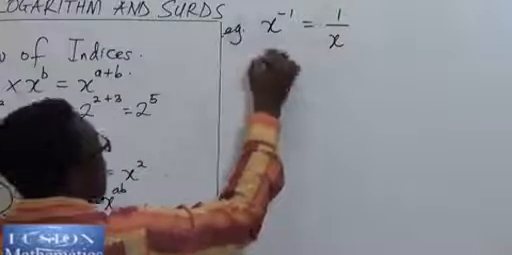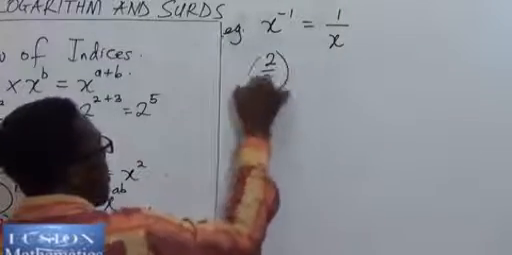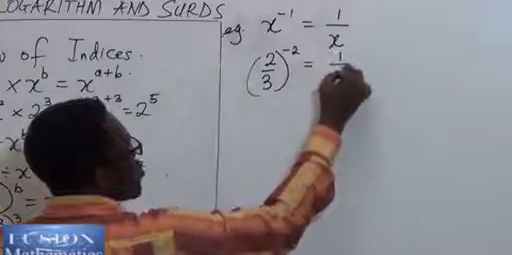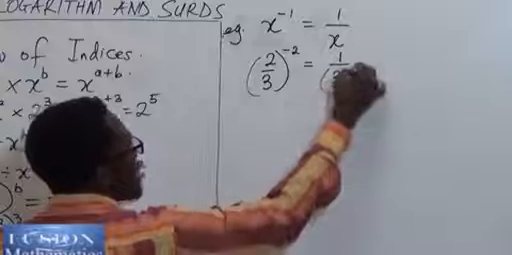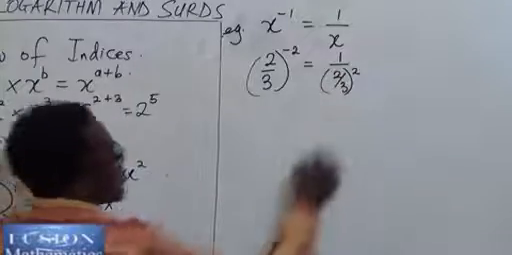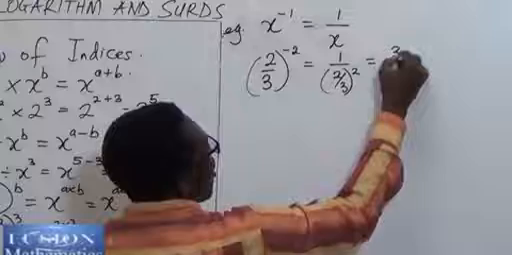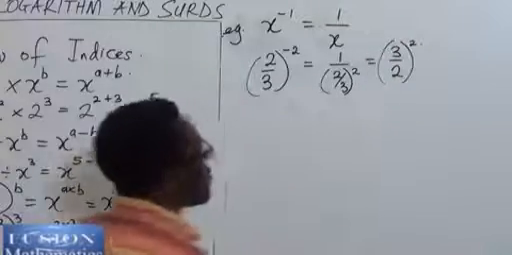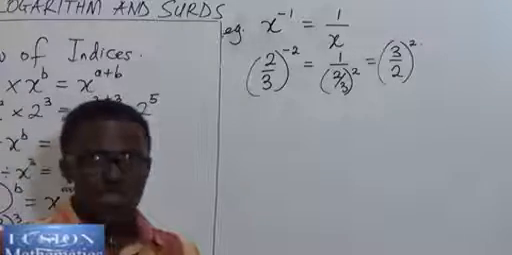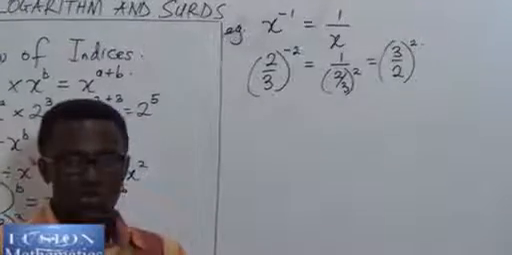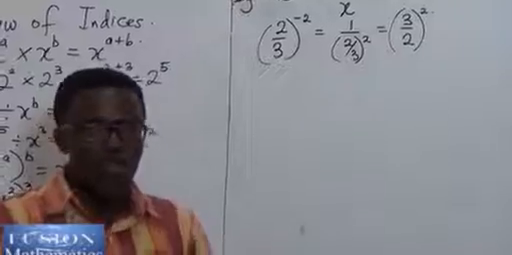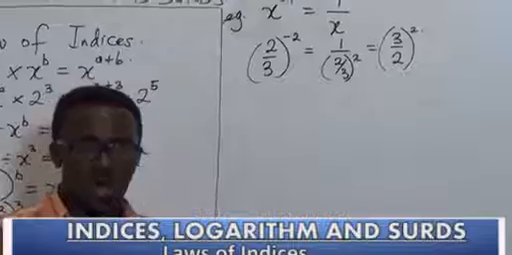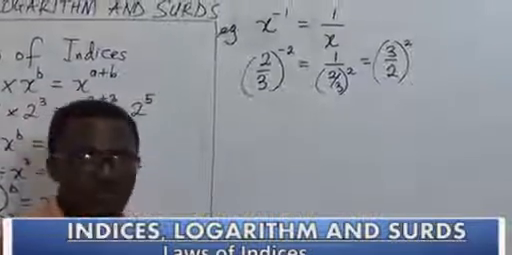Another example, if we have 2 all over 3 raised to the power minus 2, this will give us 1 all over 2 all over 3 all raised to the power 2, obeying the law. So this will give us 3 all over 2 raised to the power 2. Now, it's important to note that whenever you have a fraction that has a negative power, all you need to do is to turn the fraction upside down, still affecting the power, but removing the negative sign.